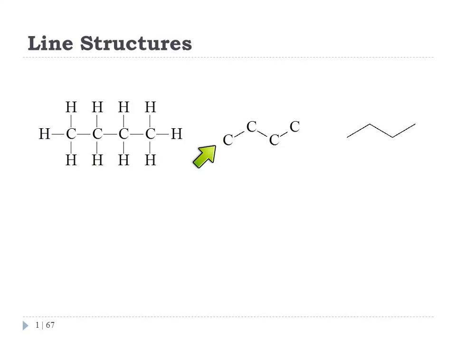So here we're showing how the carbons are zigzagging, and then we don't actually draw the carbons. We just understand that at the end of each line is a carbon atom, with however many hydrogen atoms it needs to satisfy its valence. So if it's on the end, it's going to have 3. If it's in the middle, it's going to have 2.